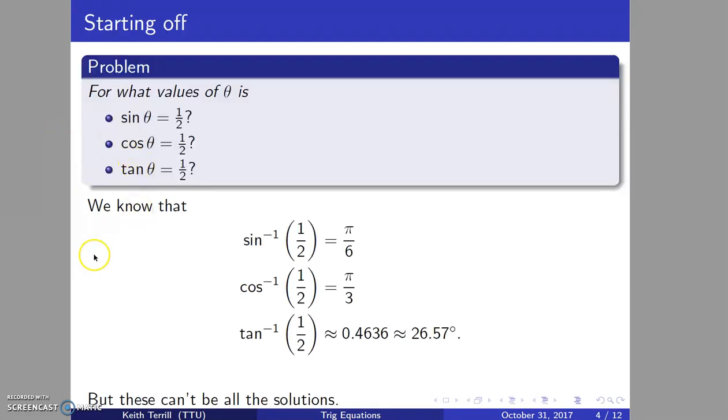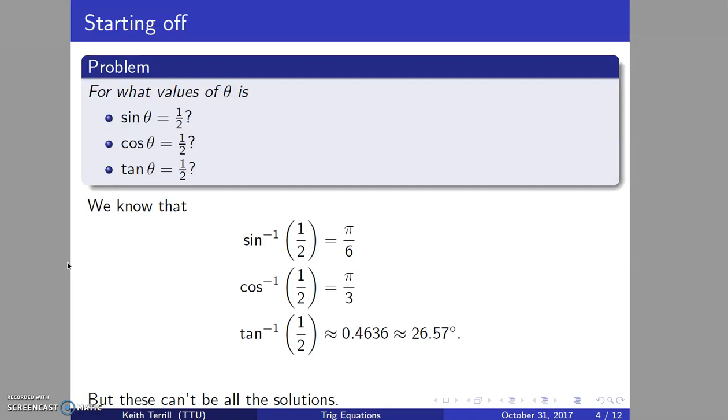So let's get started with some very simple questions. Well, simple, but maybe not easy based on what we have with us so far. For what values of theta is sine of theta equal to a half? Is cosine theta equal to a half? Is tangent of theta equal to a half?